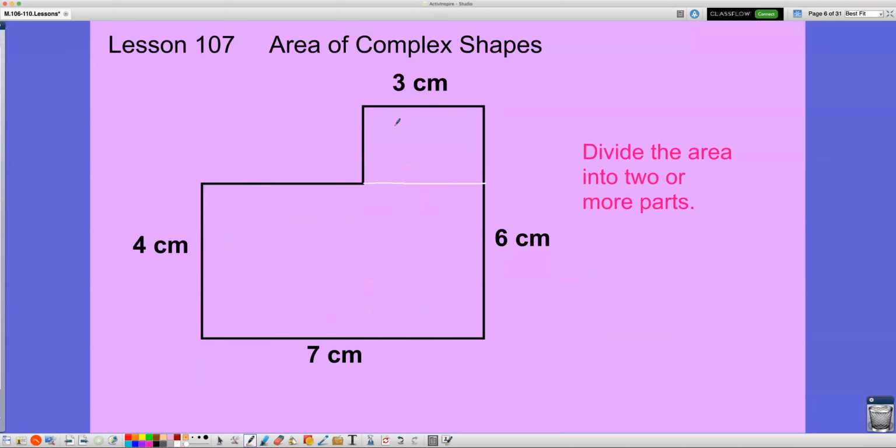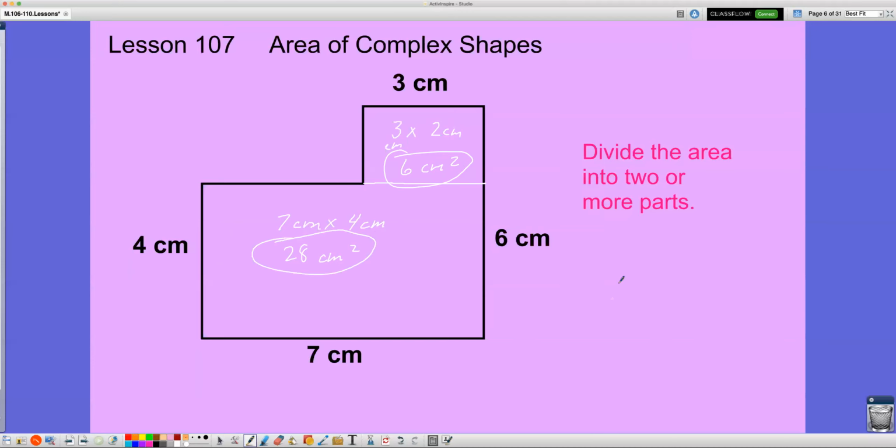Well, in that case, it would be 3 centimeters times 4 minus 6, which is 2 centimeters. And that would end up being 6 centimeters squared for the area of that rectangle. This rectangle would be 7 centimeters times 4 centimeters, and that would end up being 28 centimeters squared.